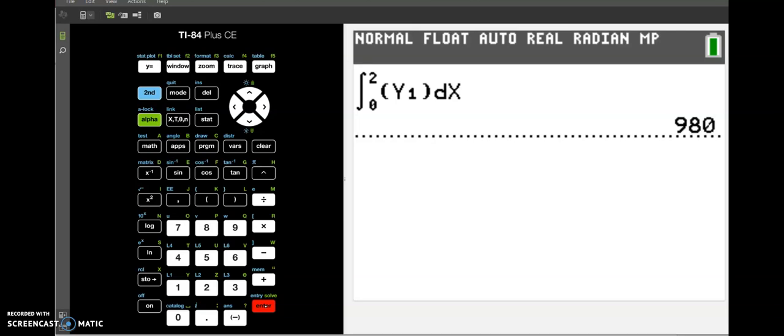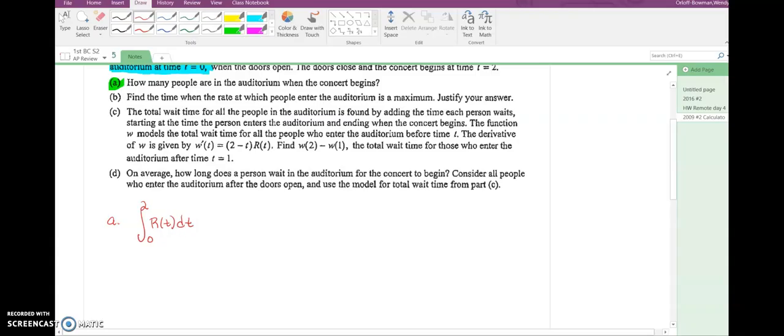And we see that our answer is 980. So we have exactly 980 people in the auditorium when the concert begins.